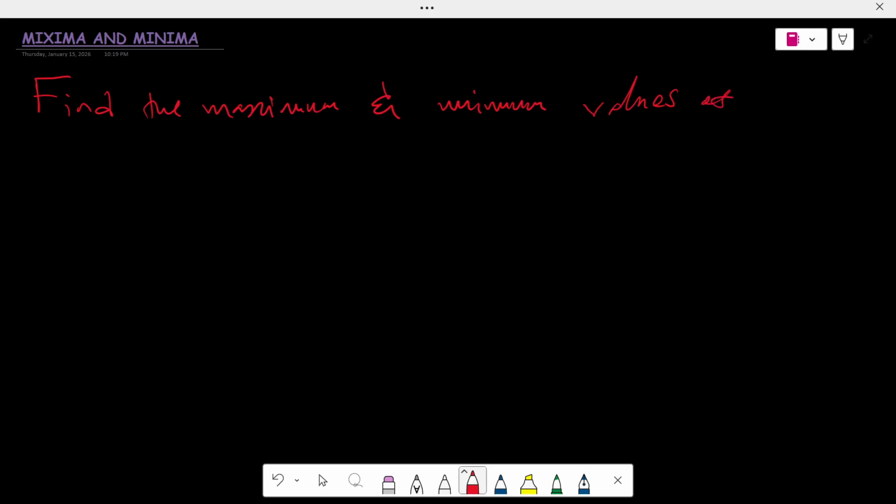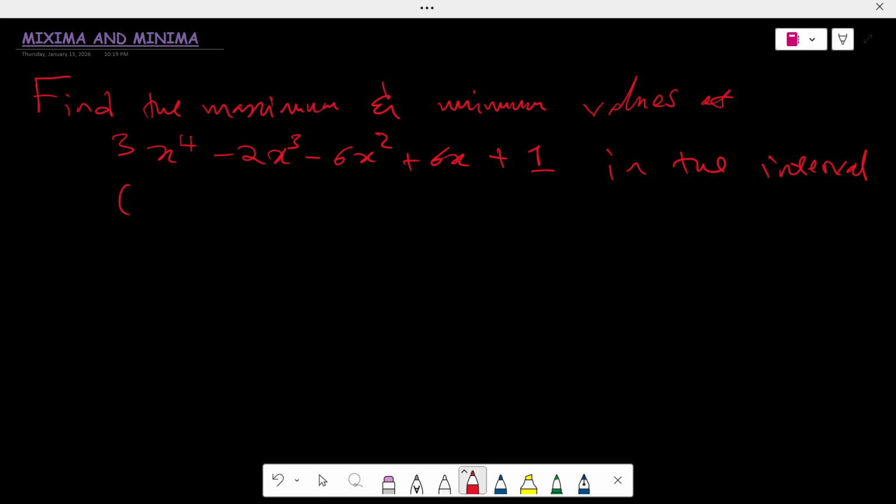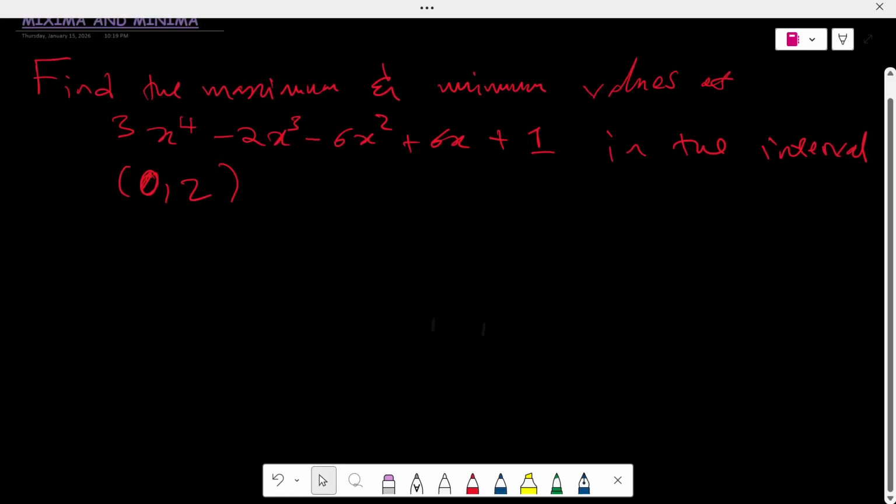Values of this function: 3x to the power 4 minus 2x to the power 3 minus 6x squared plus 6x plus 1 in the interval 0, 2. Okay, so this is our example.